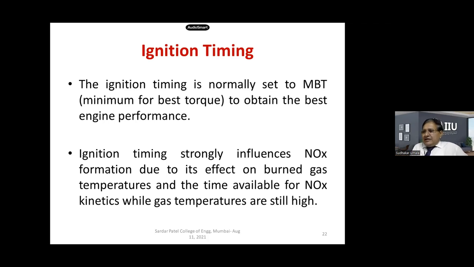Ignition timing retards the spark timing, lowers the NOx, since a greater fraction of the combustion occurs in an expanding volume, lowering the peak cylinder pressure and temperature. However, this also decreases the engine's thermal efficiency. That is the problem. And hence, we have to find out the correct ignition timing.